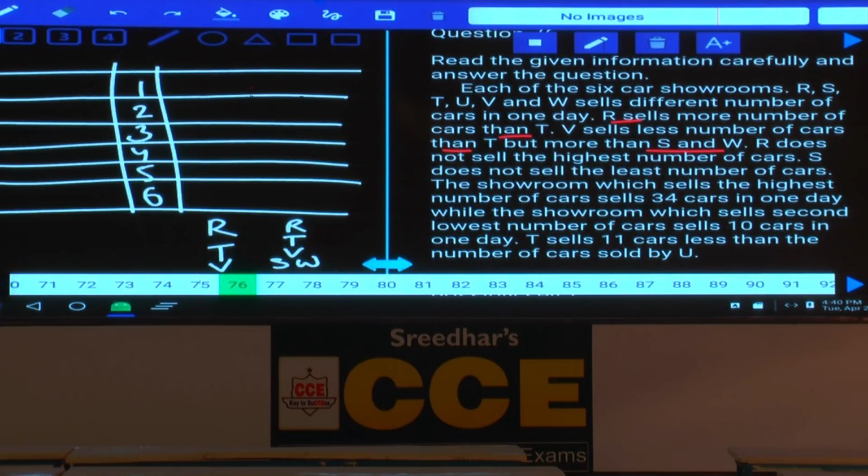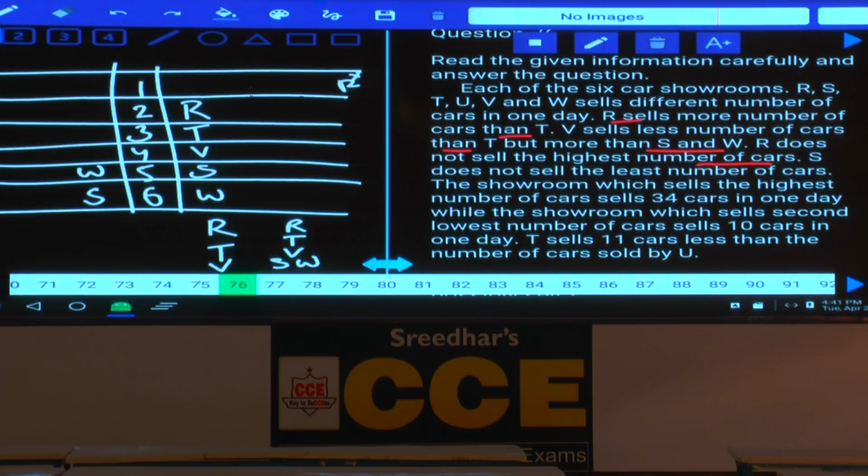R does not sell the highest number of cars. That means R cannot be at the first place. As R cannot be at the first place, where should R be? R must be at the second place only, isn't it? If R is here, T will be here, V is here: RTV. Then between S and W there are 2 possibilities. If S is here, W will be here, or if W is here, S will be here.